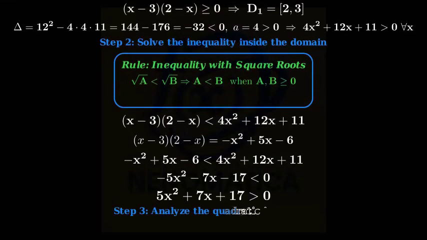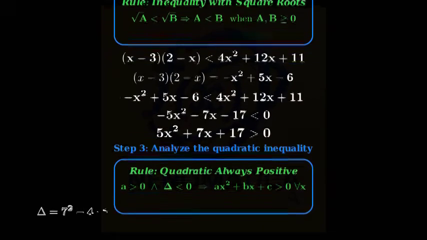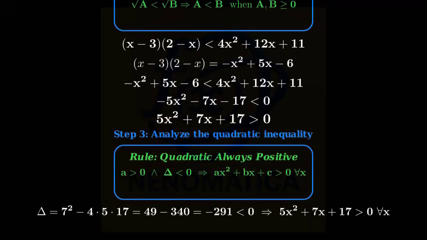Step 3. Analyze the quadratic inequality. A quadratic with positive leading coefficient and negative discriminant is always positive. Compute the discriminant of 5x squared plus 7x plus 17: 49 minus 340 equals -291, which is less than 0. Therefore, the inequality holds for every real x.